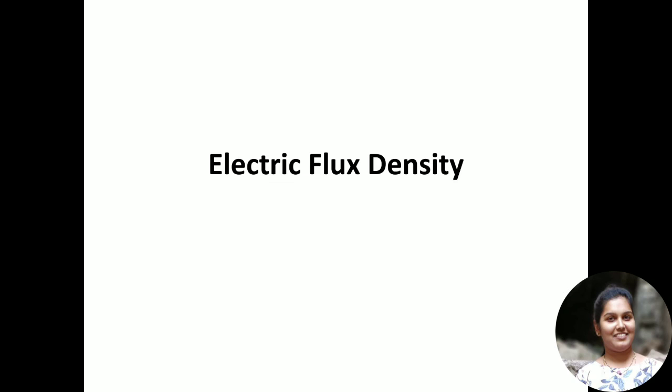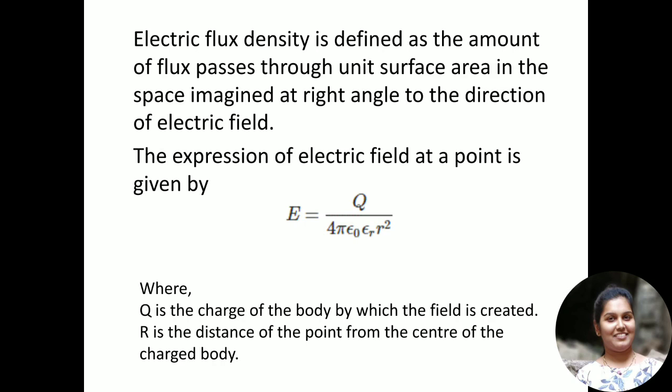The next point for discussion is electric flux. Electric flux is nothing but the number of lines that are coming from a positively charged body. Now we'll discuss what is electric flux density. Electric flux density is defined as the amount of flux passing through a unit surface in space imagined at right angles to the direction of the electric field.